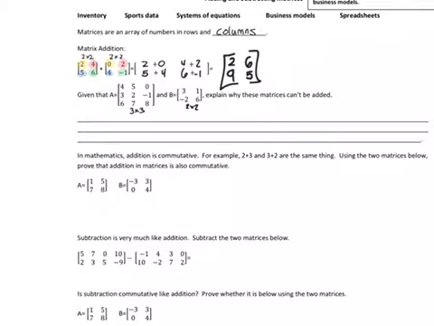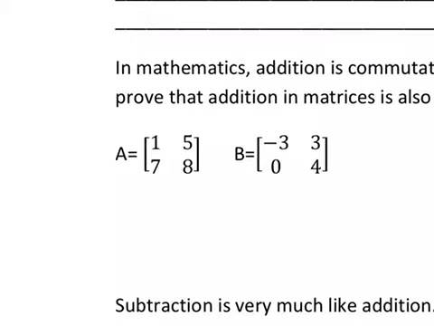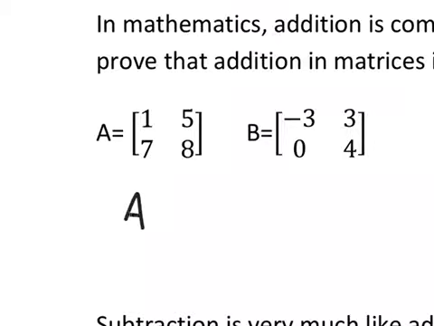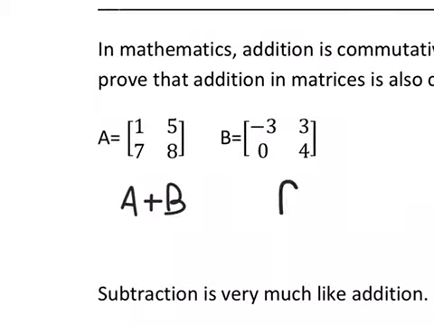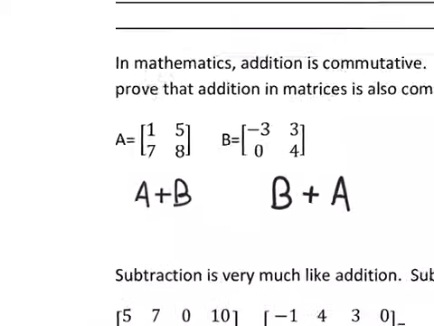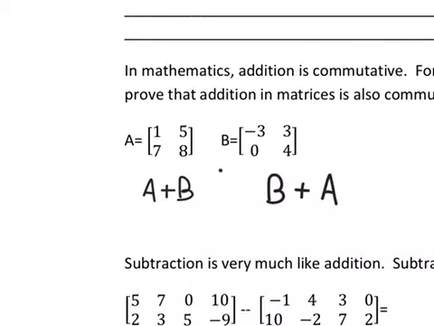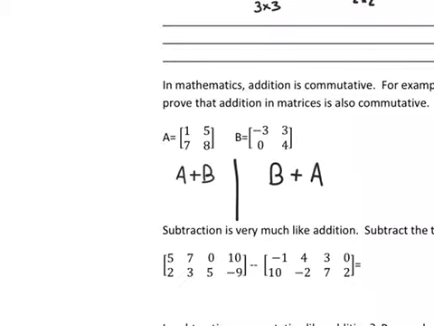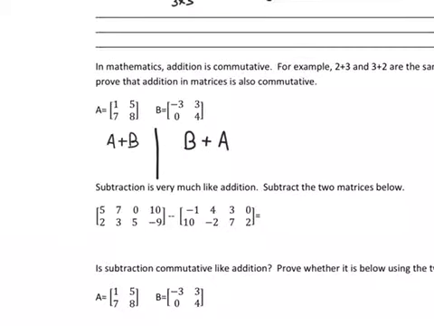Now, in mathematics, addition is commutative. For example, 2 plus 3 and 3 plus 2 are the same thing. Using the two matrices below, prove that addition in matrices is also commutative. I'm going to leave this to you, but what you would do is you would take matrix A and add it with matrix B. You would then, on a separate problem, try the other way around. What if I did matrix B first and then added it with matrix A? And you would recognize that you get the same answer for both. Matrix addition is commutative. I'll let you, after these notes, prove that for yourself. You can add those same two matrices up in the different orders, and you'll receive the same answer.